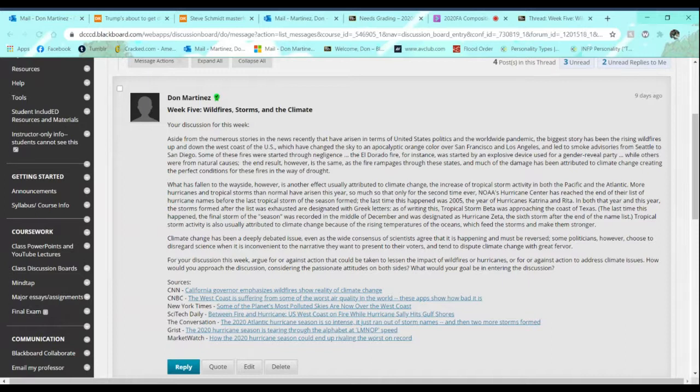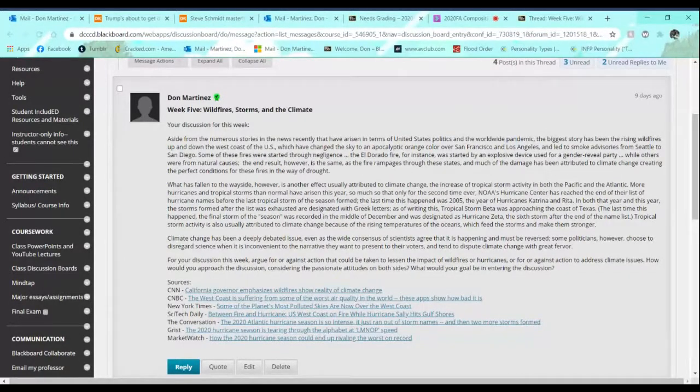The end result, however, is the same as the fire rampages through these states, and much of the damage has been attributed to climate change creating the perfect conditions for these fires in the way of drought. What has fallen to the wayside, however, is another effect usually attributed to climate change, the increase of tropical storm activity in both the Pacific and the Atlantic. More hurricanes and tropical storms than normal have arisen this year, so that only for the second time ever, NOAA's Hurricane Center has reached the end of their list of hurricane names before the last tropical storm of the season formed. The last time this happened was 2005, the year of Hurricanes Katrina and Rita. In both that year and this year, the storms formed after the list was exhausted or designated with Greek letters.